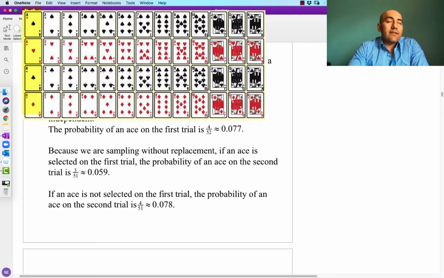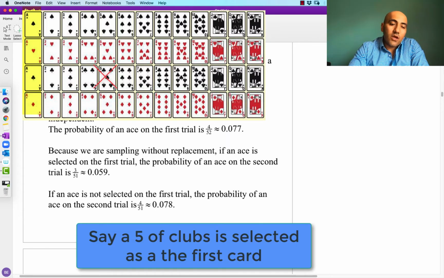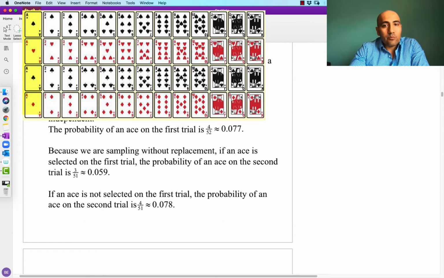And if an ace is not selected on the first trial, then the probability of an ace on the second trial is still 4 out of 51, right? So the likelihood that the second card is an ace will vary depending on whether an ace was pulled out of the deck the first time around. And you can see that the third time you pull a card, the odds of it being an ace or not an ace, again, will depend on what happened the first 2 times.